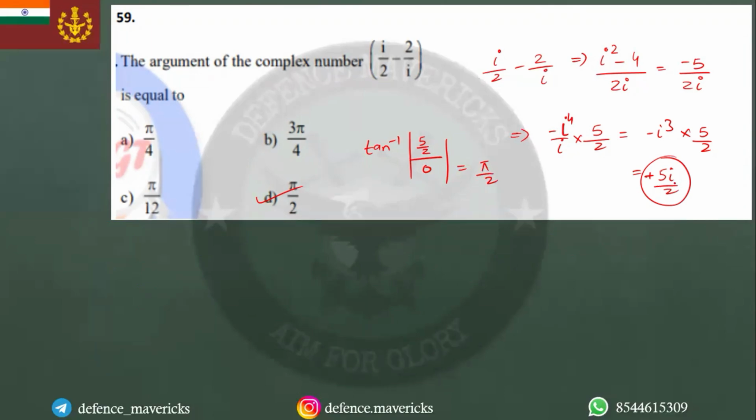And because y is positive, so which quadrant? It is the first quadrant. In the first quadrant, the answer is simply theta. Theta means it is pi by 2.